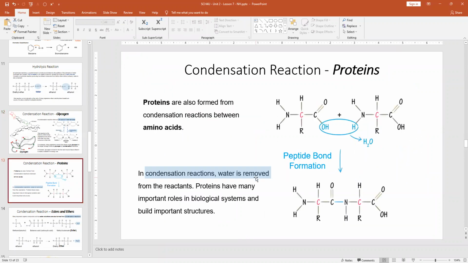Here in protein formation, of the two amino acids, one loses an OH group and the other loses a hydrogen to produce water, joining them in a peptide bond. And proteins, as you know, have very important roles in the biological system and help us build important structures, tissues, enzymes, and structural components in our body. A lot of them are made from proteins, and proteins are formed through this condensation reaction between amino acid molecules.